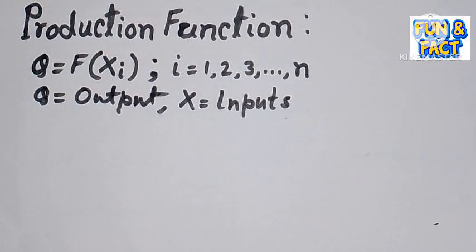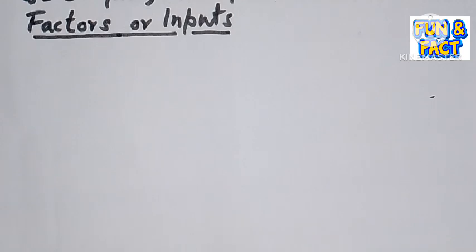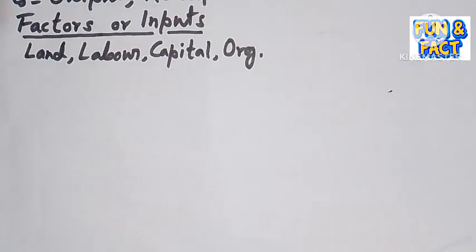What is input? Input is sometimes termed as factors of production. That means input or factor is something by which we are trying to produce something. In a general production function, there can be a lot of inputs or factors. But here we can simplify the production function and we are recognizing only four factors of production, that is land, labor, capital and organization.